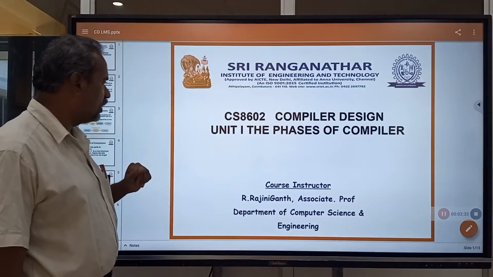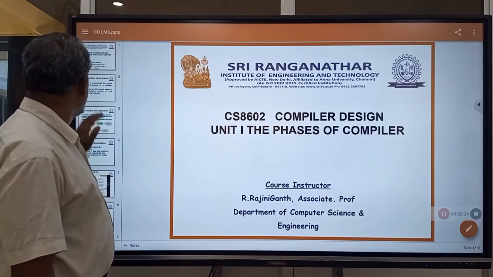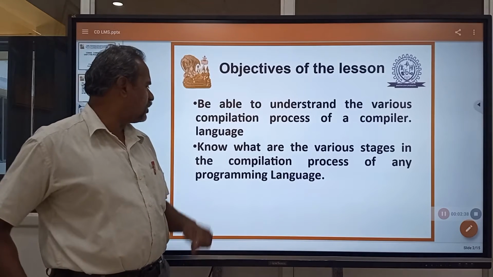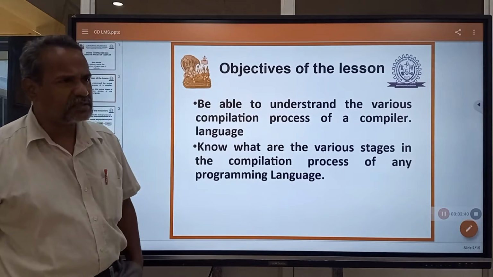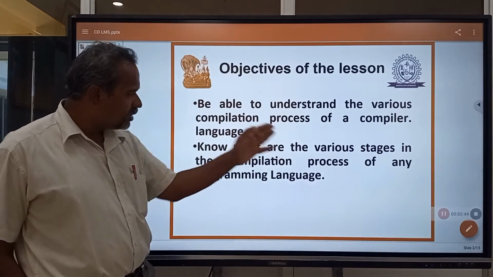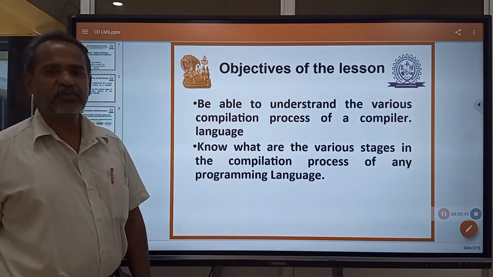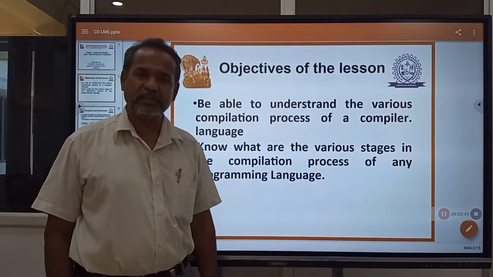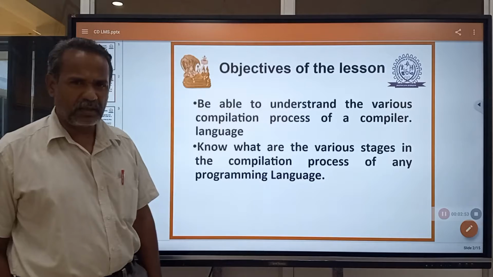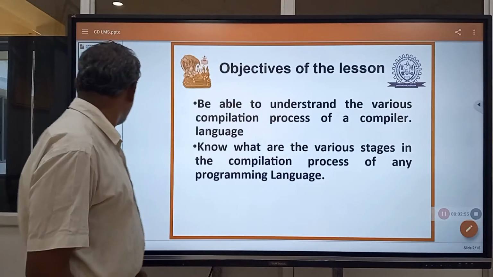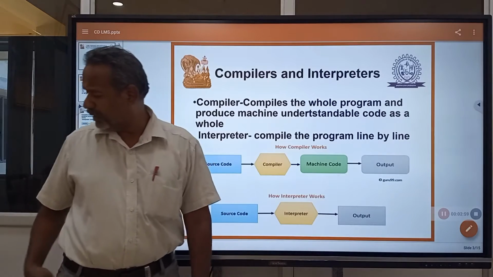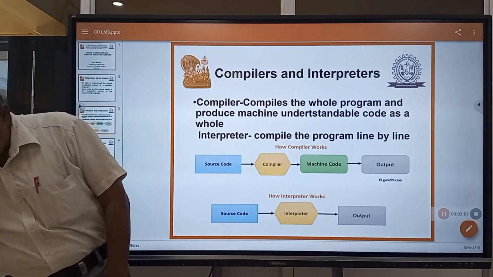So we are getting into the phases of the compiler. Normally, the various phases of the compiler should understand the system program and make things understandable to the system, and various forms of compilers are available: C compiler, Java compiler, C++ compiler, VB compiler, and a number of other options. Before getting into the compiler, you should have an idea what is an interpreter.